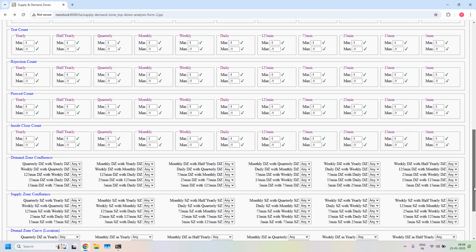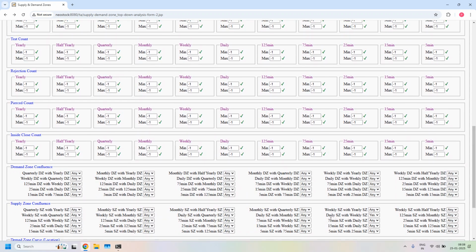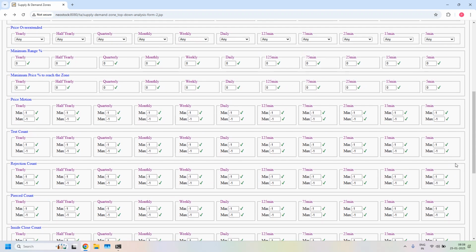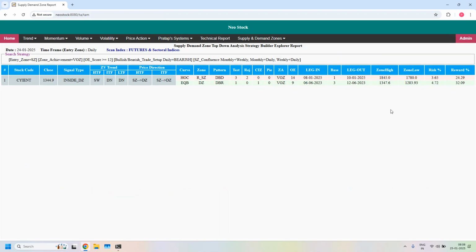In the supply zone confluence, 3 filters we have to set. Daily with weekly supply zone confluence, daily with monthly supply zone confluence, weekly with monthly supply zone confluence. With all the 3 filters, we got 1 stock. This is even more high probability trade setup supported stock.